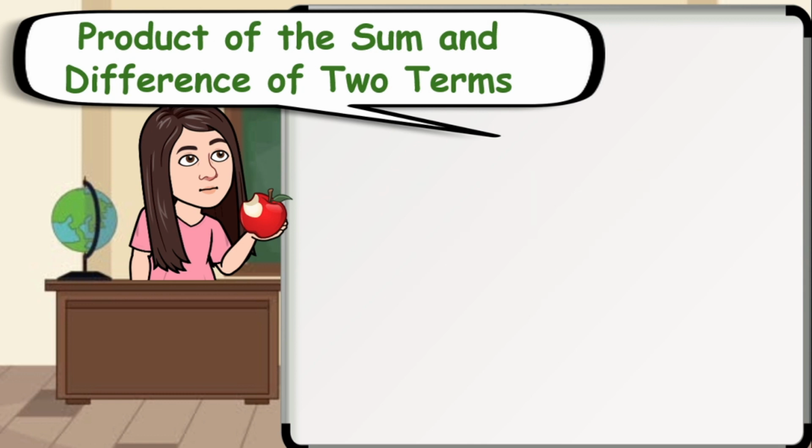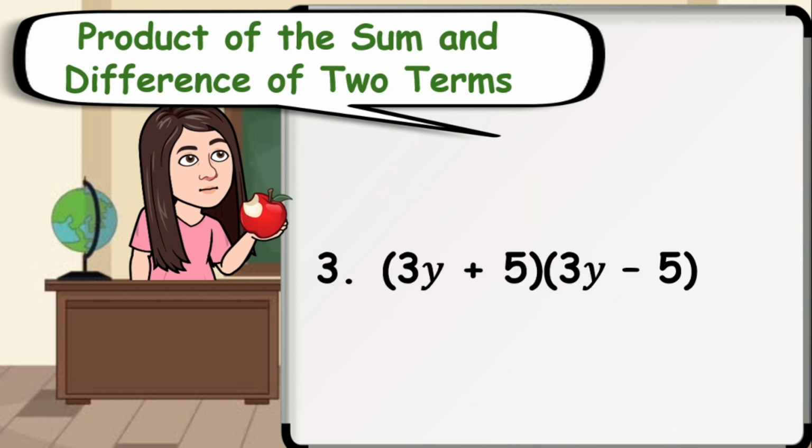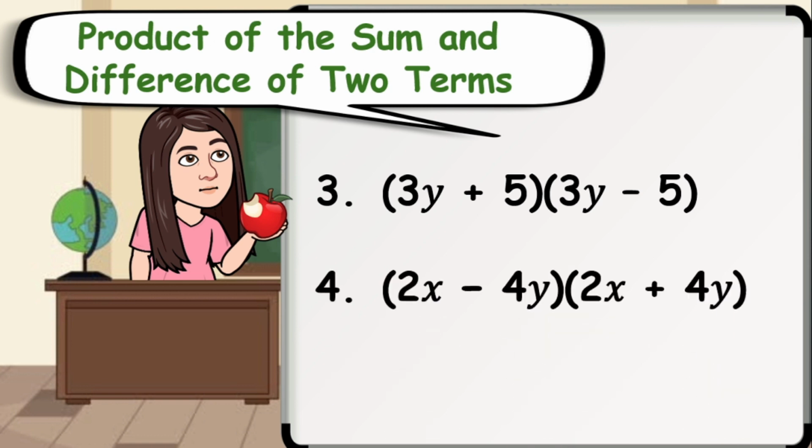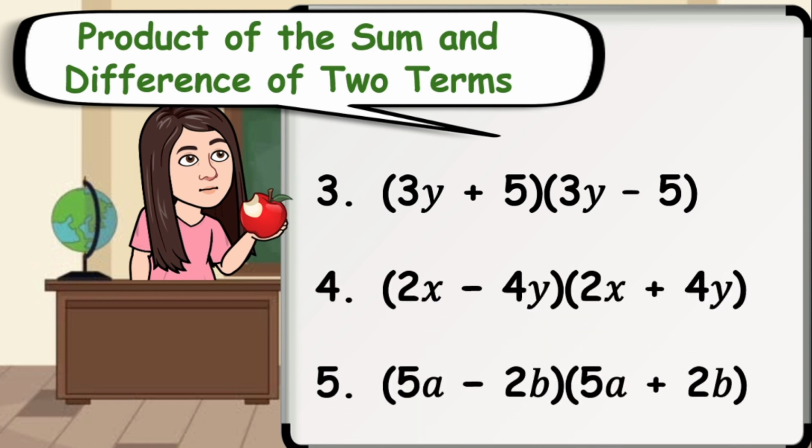For numbers 3, 4, and 5, you will be given 30 seconds to find the product of the given binomials. Your 30 seconds start now.